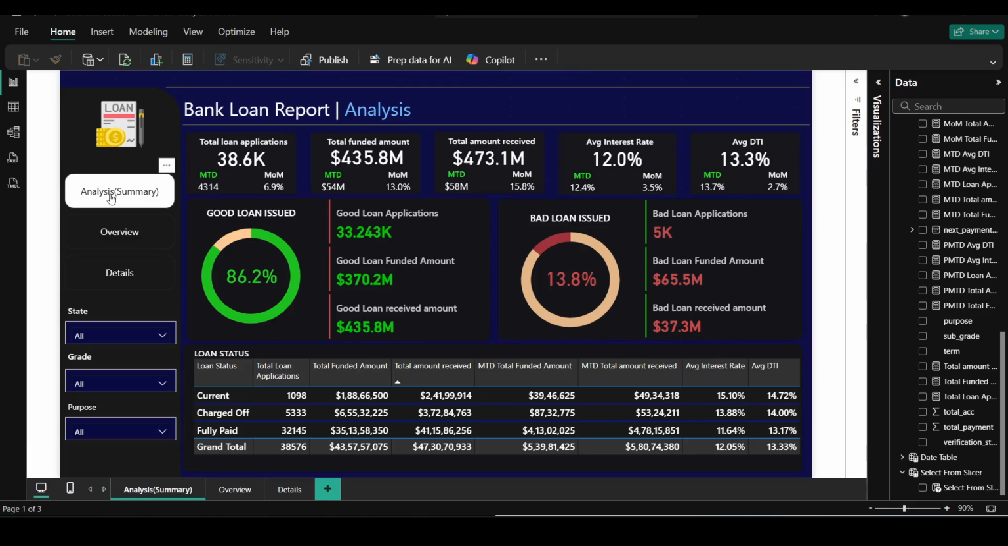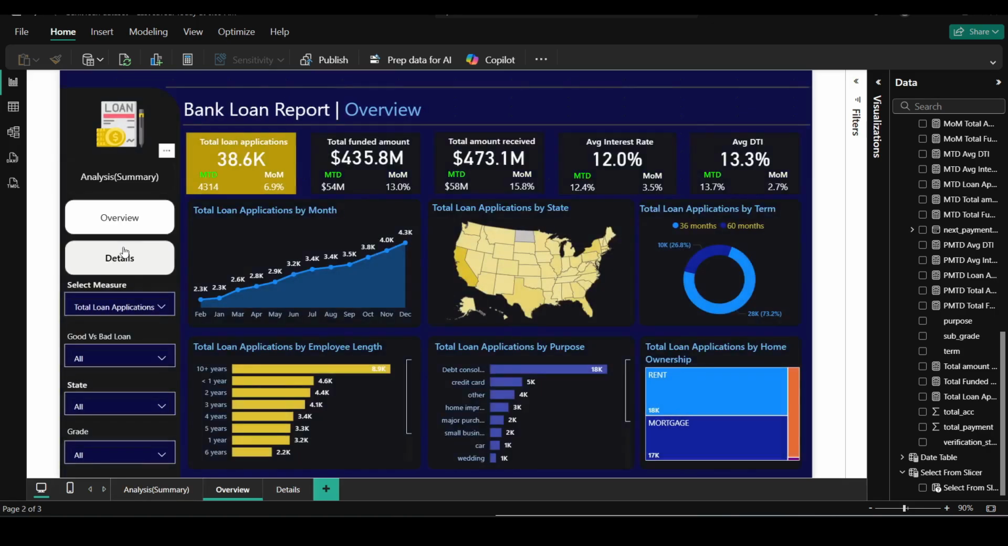Now let's move to our second page, that is the overview page. This particular page highlights in-depth exploration of loan data by key dimensions. You can see we have the same KPIs here, but the insights are different. That is total loan applications by month. We can analyze here month by month how much applications have increased or decreased.